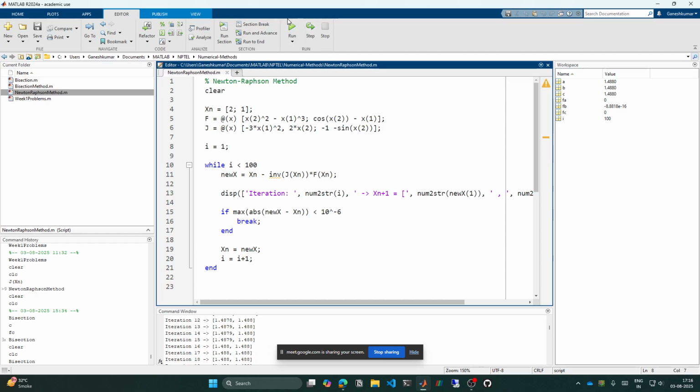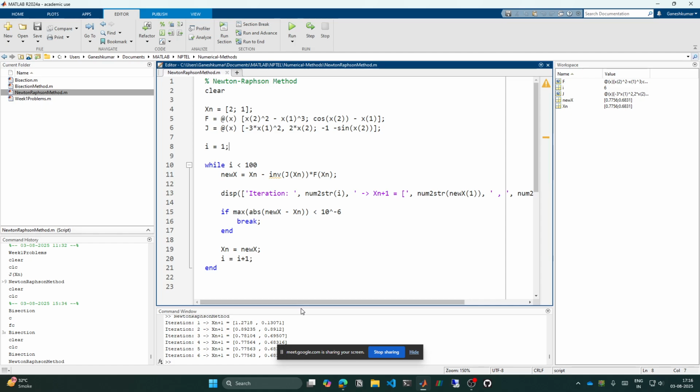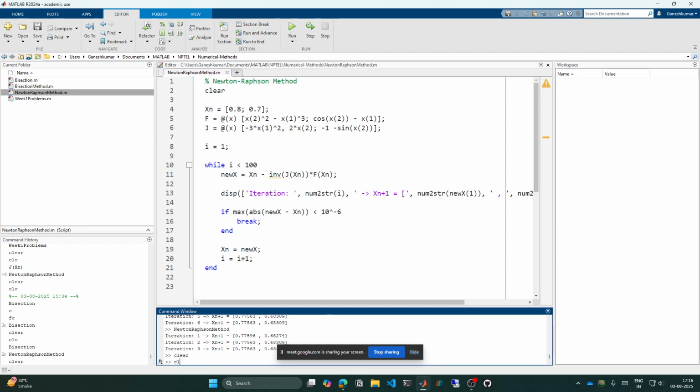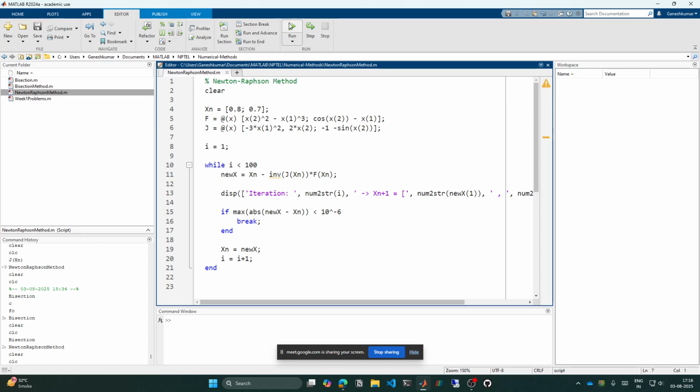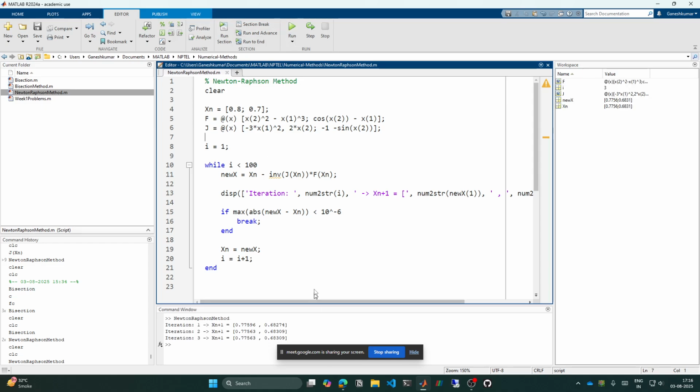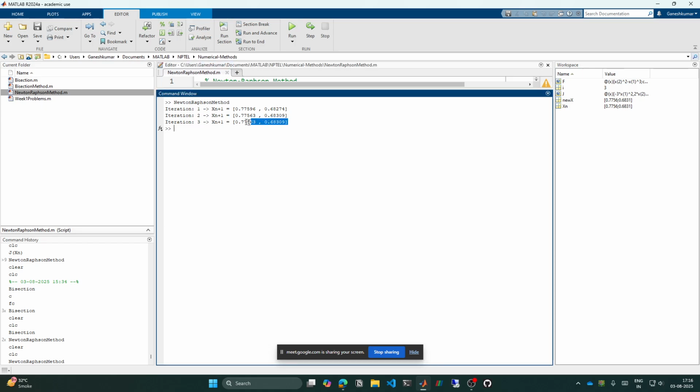Okay. So now if you run them, you will find that, so what was our initial condition? It's 0.8 and 0.7, right? And if you run that, if you look at this here, within 3 iterations, the first iteration value around this only, we also got 0.7756 is what I'm getting here.